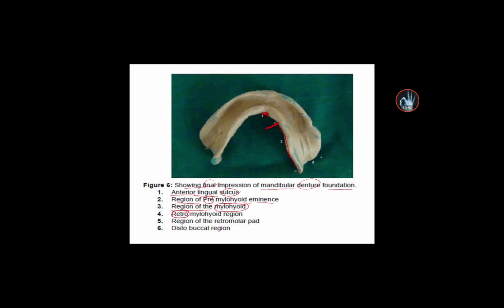Okay, retromylohyoid region. So retro means post or after. retro معناها خلف. فretromylohyoid ridge is number 4, as you see here. And we have the region of the retromolar pad, as we say, this is the retromolar pad. So it will be distal. And the tubercle region is number 6. This is the distobuccal region.